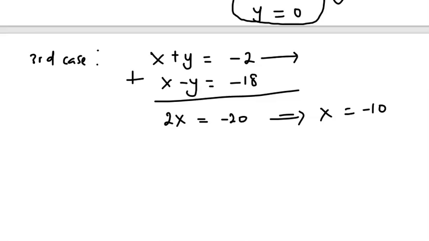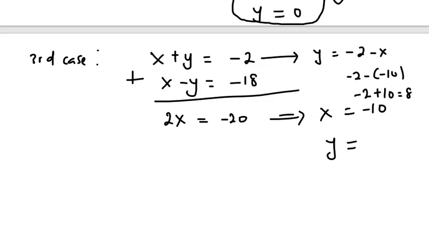And for this part here, we know y will be negative 2 minus x. Then y will be equal to negative 2 minus negative 10, which is negative 2 plus 10, which should give us 8, obviously. So we have 8. Is that correct? Yes. Okay.